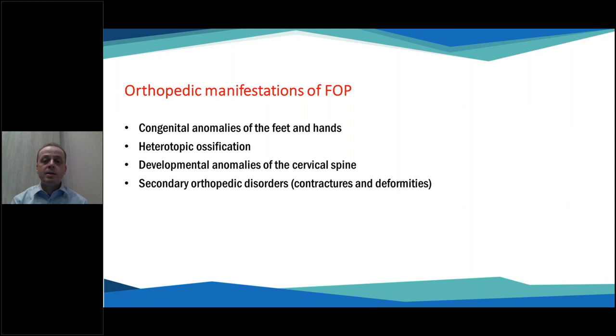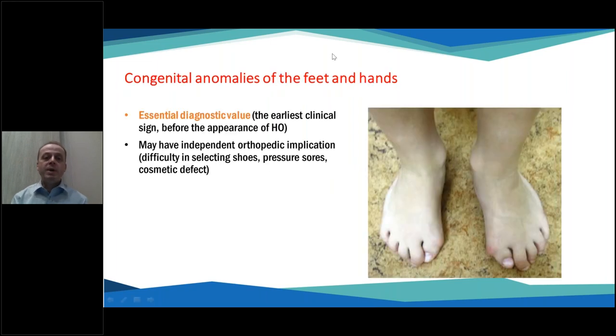And now about the orthopedic manifestations of FOP. There are four generally detected orthopedic conditions related to FOP: congenital anomalies of the feet and hands, heterotopic ossification itself, developmental anomalies of the cervical spine, and secondary orthopedic disorders like contractures and deformity. In general, hallux valgus in FOP is an essential diagnostic feature. It is the earliest clinical sign before the appearance of heterotopic ossifications, years before they appear, so we can easily diagnose FOP.